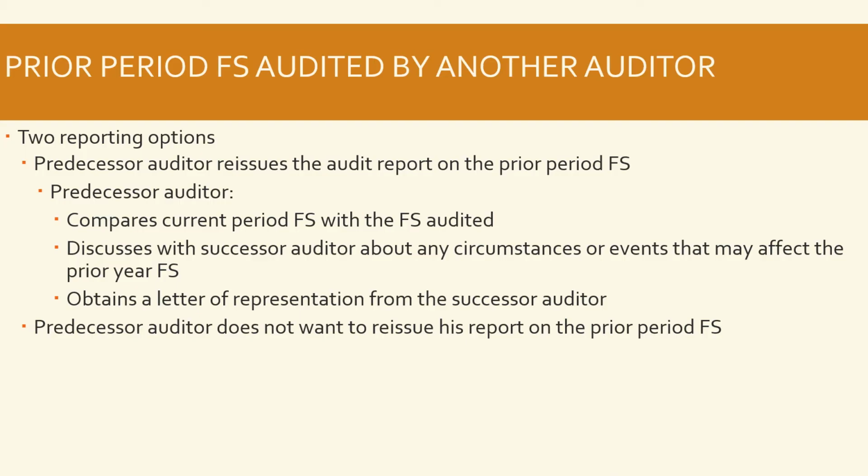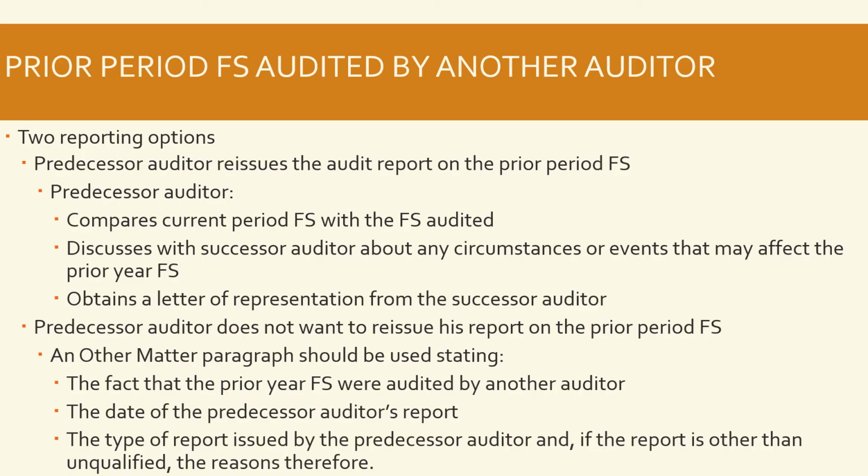Okay. However, the more common scenario is that the predecessor auditor generally no longer wants to reissue the report on the prior period FS. And if this happens, we cannot force the predecessor auditor. After all, there is no more engagement. So the successor auditor or the current auditor may include an other matter paragraph. And the other matter paragraph is intended to highlight the fact that there was somebody else that came before you. And the other matter paragraph will state, firstly, the fact that the prior year FS was audited by another auditor.